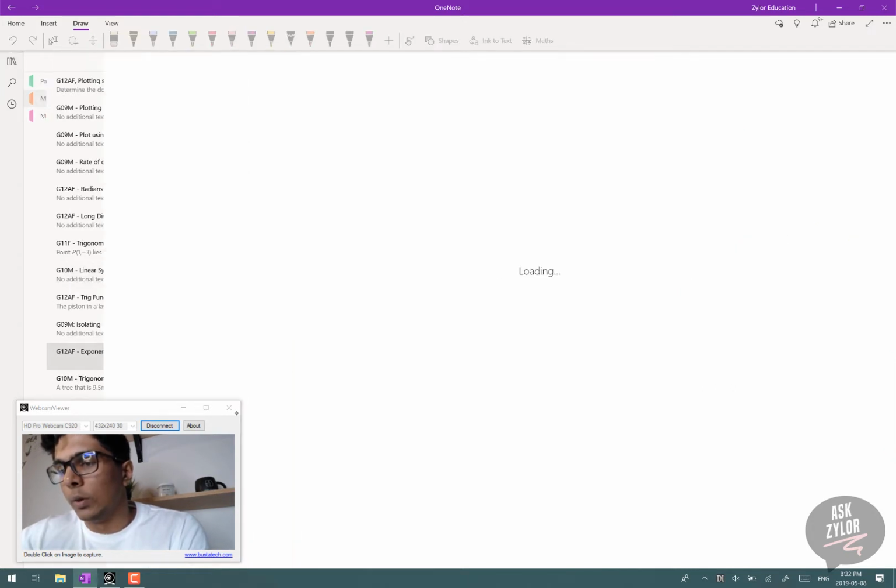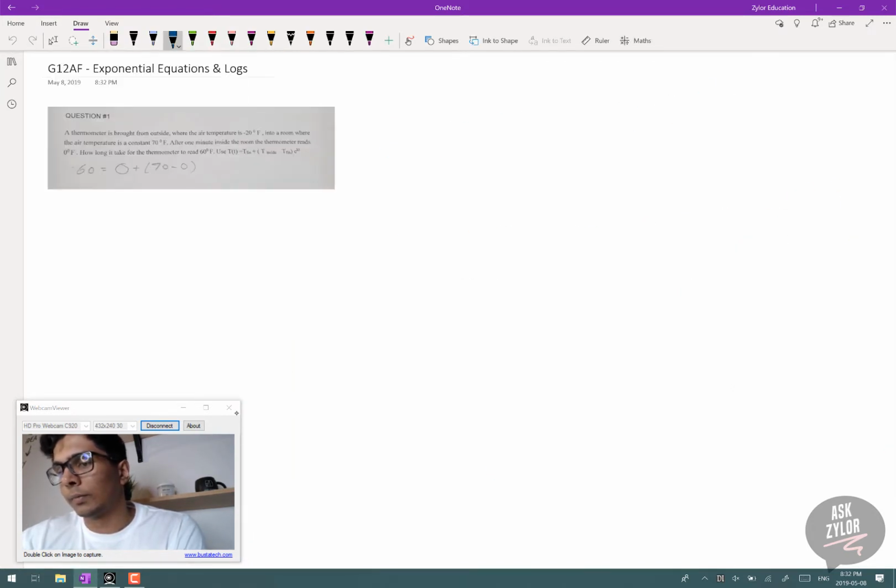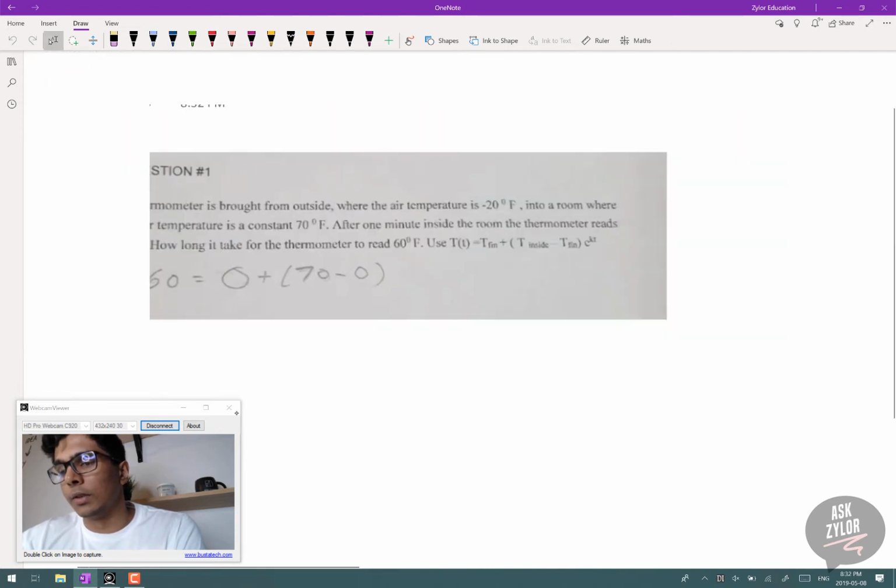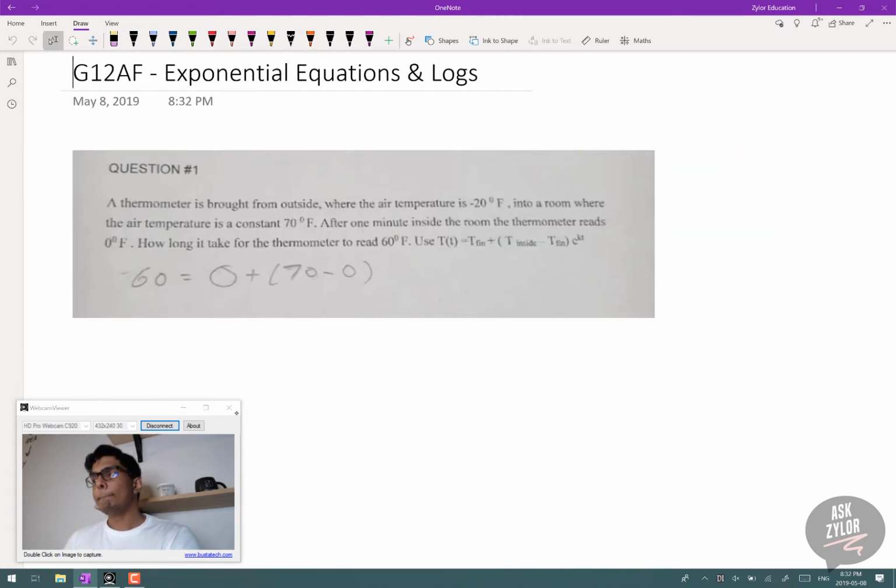So this is a grade 12 advanced functions question. It's dealing with exponential equations and logs. So we're told the thermometer is brought from outside where the air temperature is negative 20 degrees Fahrenheit into a room where the air temperature is a constant 70 degrees. After 1 minute inside the room, the thermometer reads 0 degrees Fahrenheit. How long will it take the thermometer to read 60 degrees Fahrenheit?